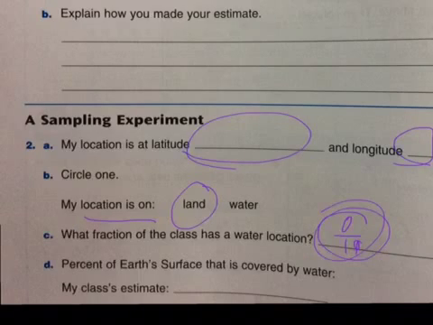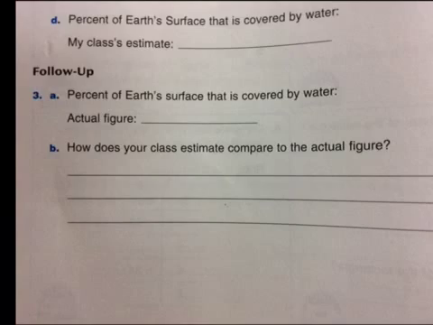Percent of Earth's surface that is covered by water, class estimate. This we will do tomorrow. We will see what everybody estimated. For question 3, it's asking the actual percent of the surface of Earth that's covered by water. I would recommend that you go on Google and type this in as your title: percent of Earth's surface covered by water. Go ahead and type that in.